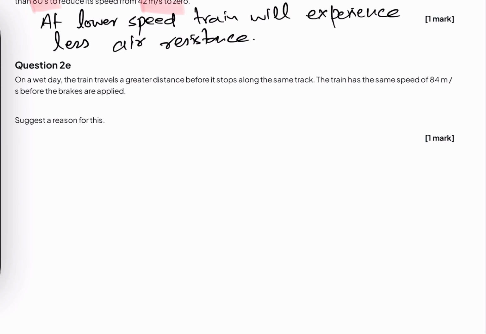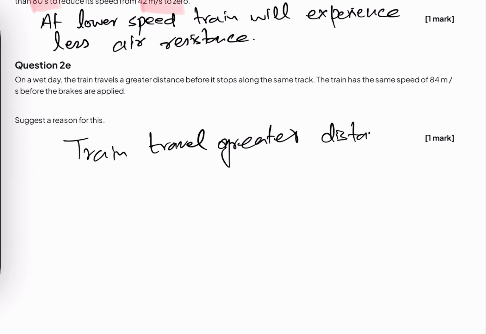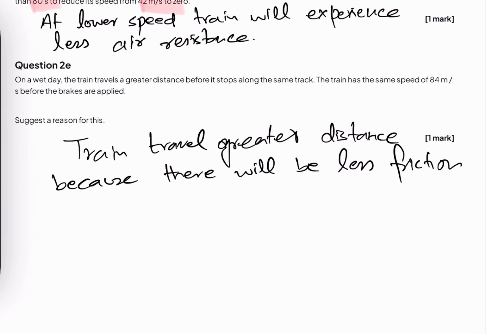Okay, so on a wet day the train has the same speed, but it travels a greater distance because there will be less friction on the track.